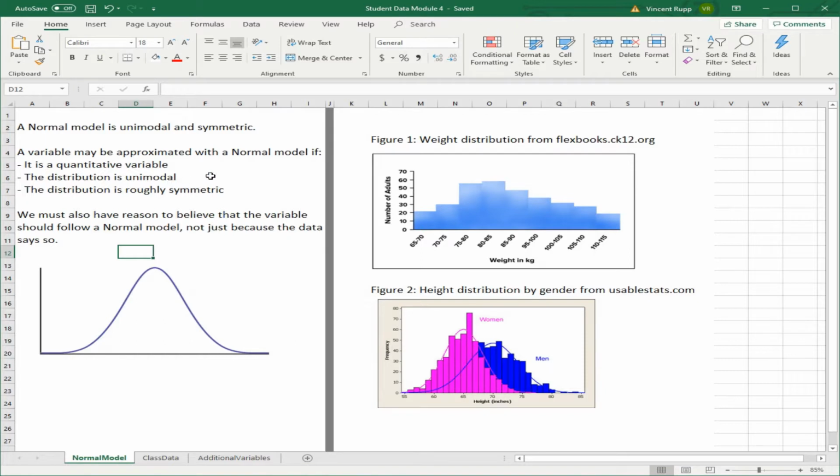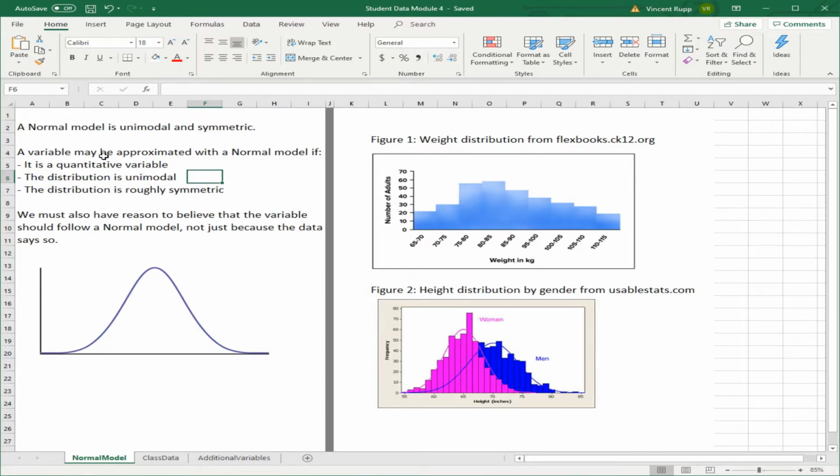But we study the normal model because a lot of things are approximated very well with normal models. In fact, there's some pretty powerful statistics you can do. That's the kind of thing people do in research. But we don't get into that until stats 2. So this is the stats 1 version. We tend to keep it pretty simple.